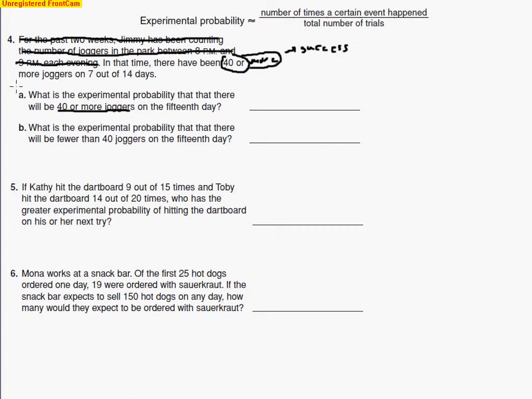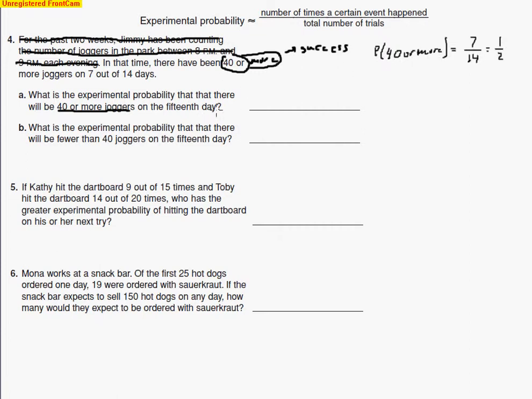What we're going to end up doing is writing the probability for that. The probability is how many times it occurred. So how many times did he have 40 or more? We want the probability of 40 or more joggers. So how many successes occurred? 7. 7 days that happened. So 7 out of what? What was the total number? 14. What does that reduce down to? 1 over 2. So it's 1/2. That's the probability that it's going to occur. It's 1/2 that there'll be 40 or more.